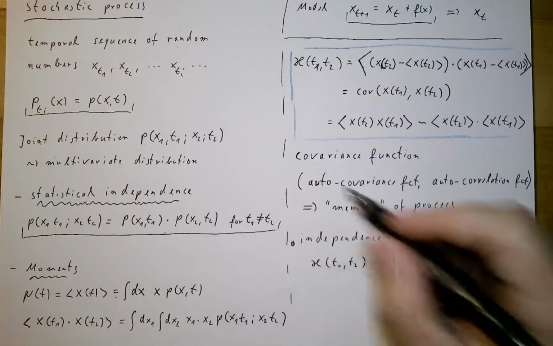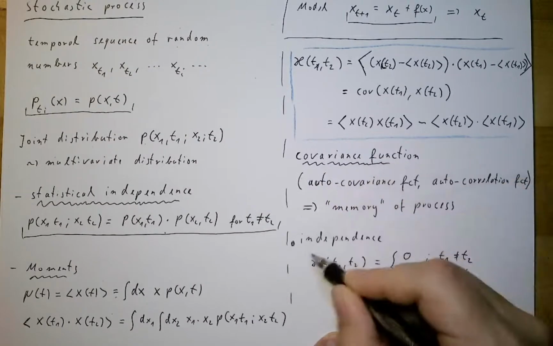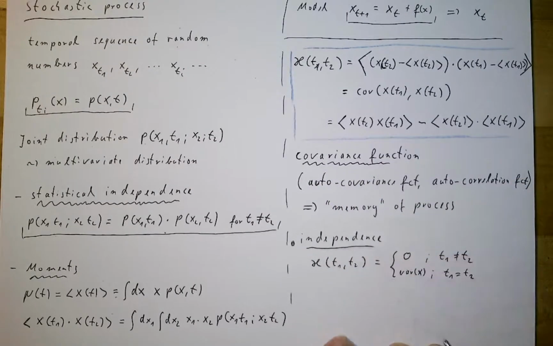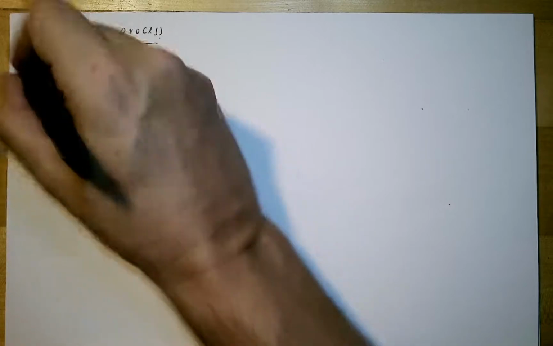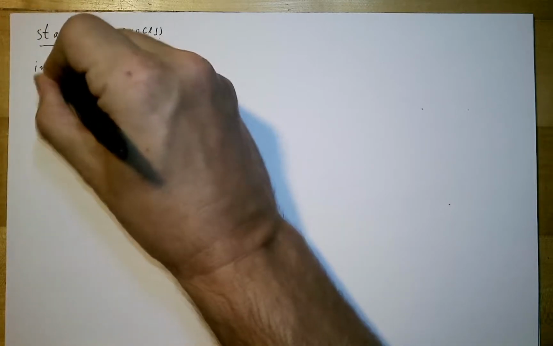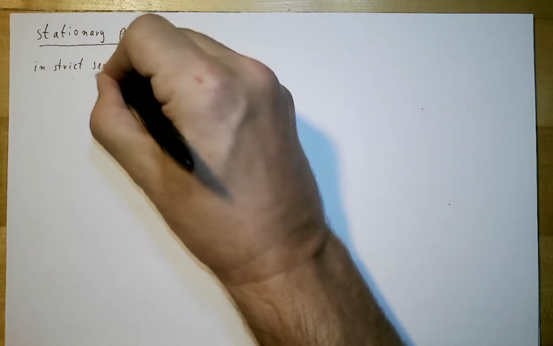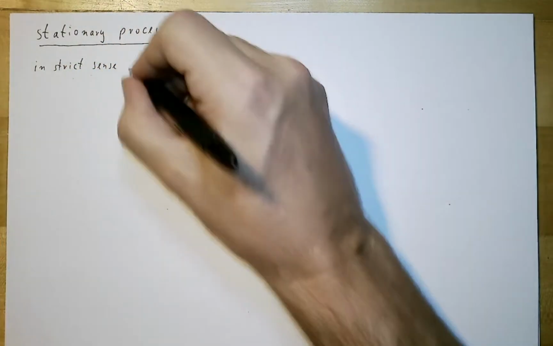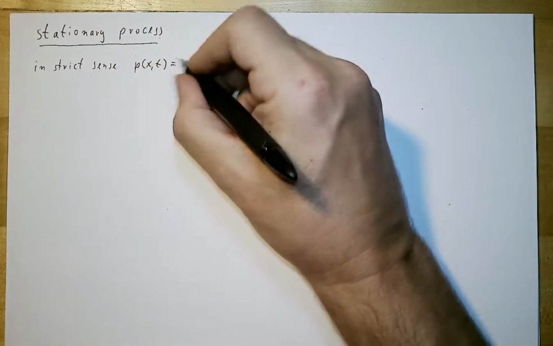So the next thing that we can look for, which makes cases a bit more simple, is if we have stationary processes. So in a strict sense, a stationary process means, so let's first write in a strict sense, it means that our probability distribution does not depend on time.